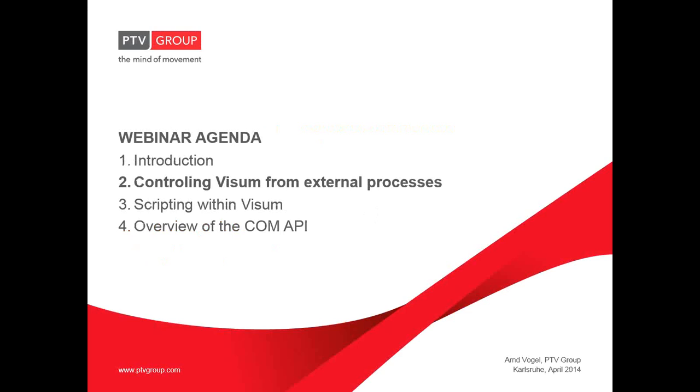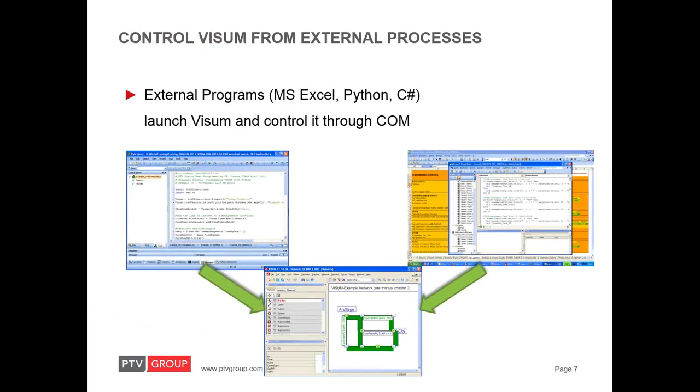So let's get a closer look at how things work. We will now examine two approaches on how we can control Visum through external programs or external processes. In general, this concept means that the Visum software is not started by the user, but is launched through another program. This program can, for instance, be an application written in a COM-enabled programming language, it can be a Python script, or it can be a script running inside Microsoft Excel written in Visual Basic for Applications.